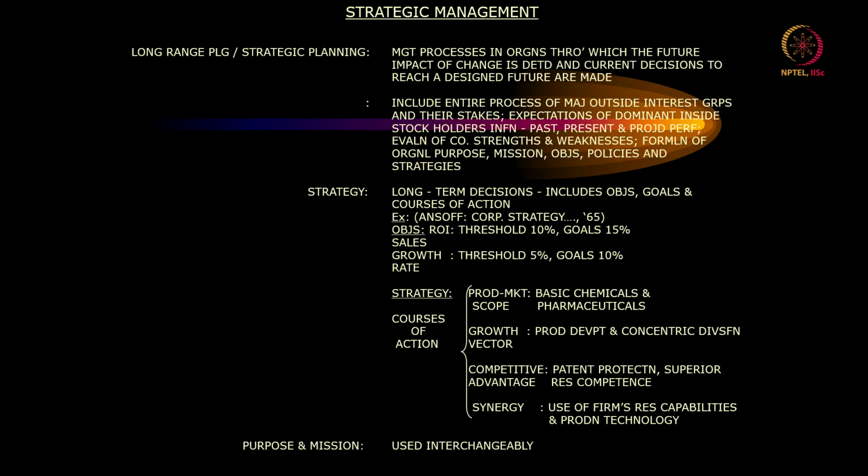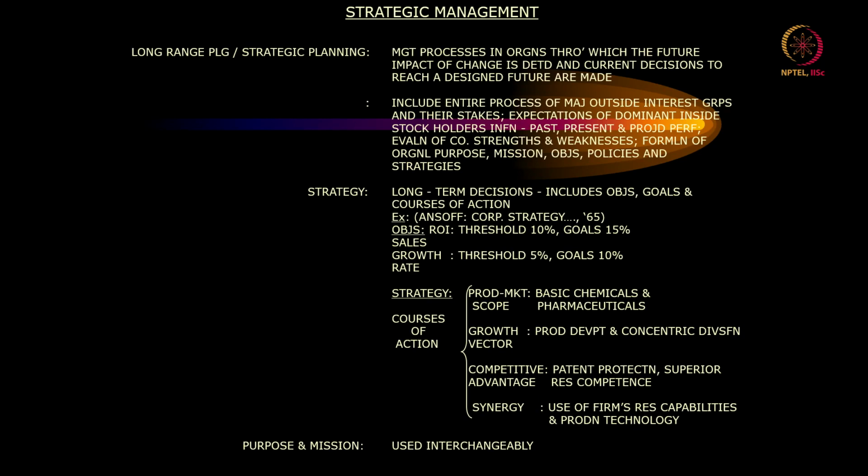In other words, these four vector spaces give you, with respect to strategy, the type of courses of action that has to be followed by an organization. So, you first look at product market, then we look at growth vector, then we look at competitive advantage, then we look at synergy. This is the type of exercise, in fact, which was first conducted by Ansoff for the Lockheed Aircraft Corporation.